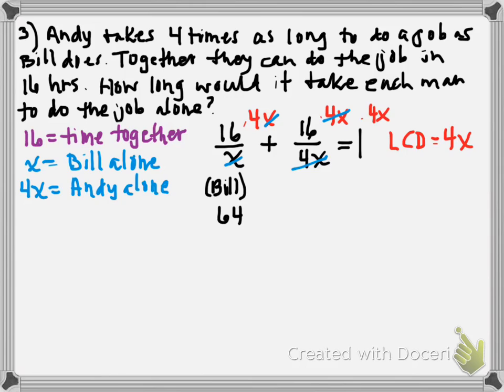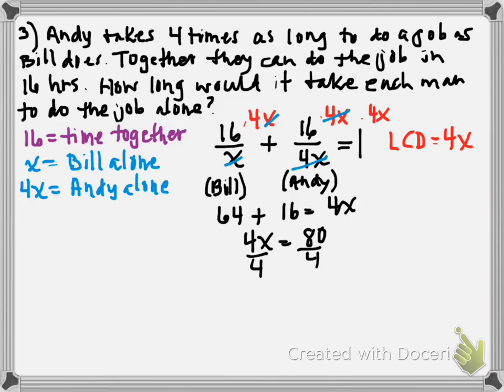Oops, I forgot to write over here. This was Andy. Plus 16 equals 4x. Now I'm going to use the symmetric property. Write the 4x on the left. And the sum of 64 and 16 is going to be 80. Divide both sides by 4. And we get x equals 20.